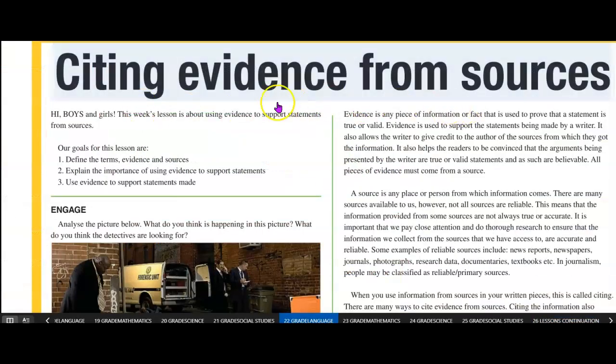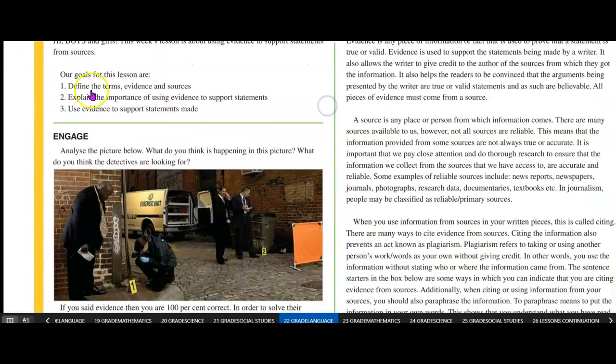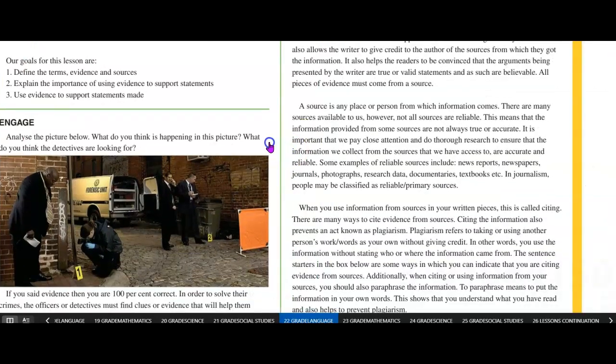In this episode, we were looking at citing evidence from sources. Now you should be able to define the terms evidence and sources, explain the importance of using evidence to support statements, and use evidence to support statements.